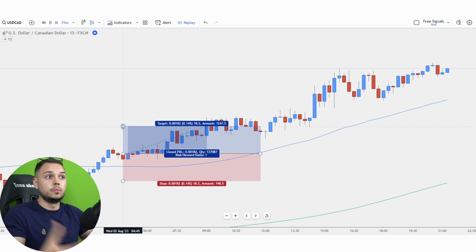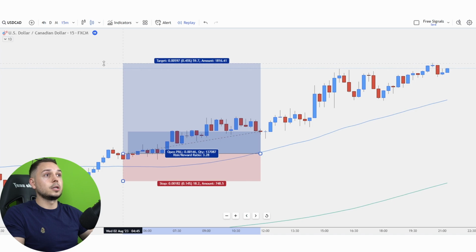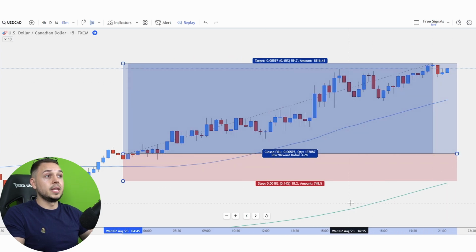So from 1-to-1 risk reward, if you don't see a stop or a sign of weakening, you could have potentially banked yourself 60 pips over here, which straight away gives you a risk reward of 3.28, which is pretty damn good.